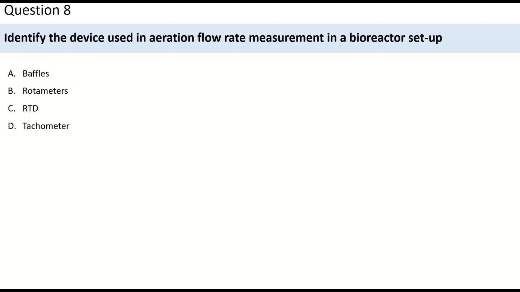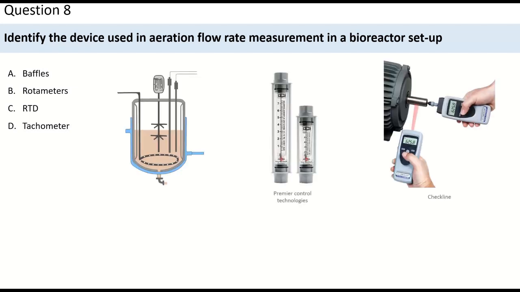Identify the device used in airflow rate measurement in the bioreactor. It's not a baffle, it's not an RTD, which is related to temperature. Tachometer is related to the power that is used for the motor rotation. So the answer is B, rotameters.